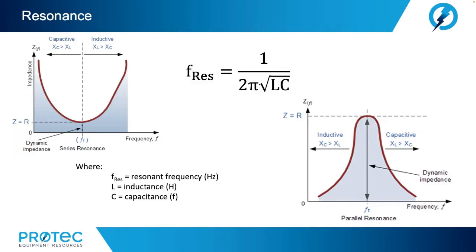Resonance frequency is the frequency at which resonance occurs, or where X sub L is equal to X sub C. The equation, resonant frequency equals 1 divided by 2 pi times the square root of LC, is the mathematical representation for resonant frequency.